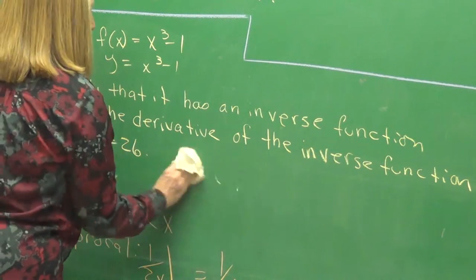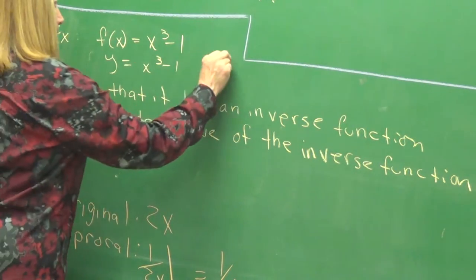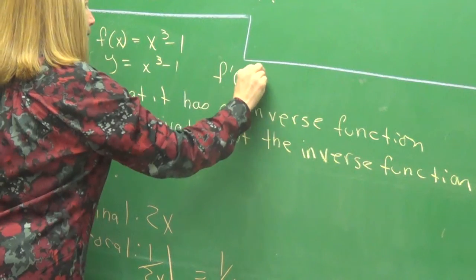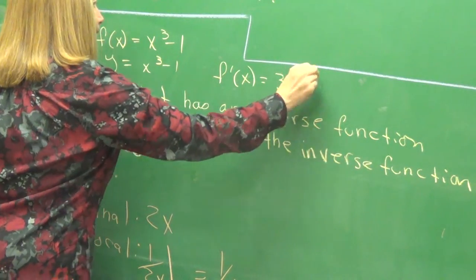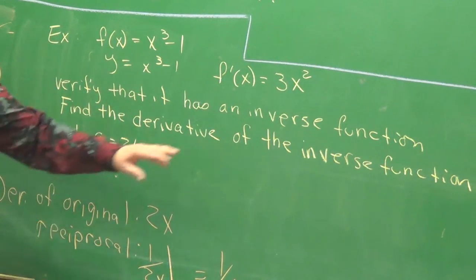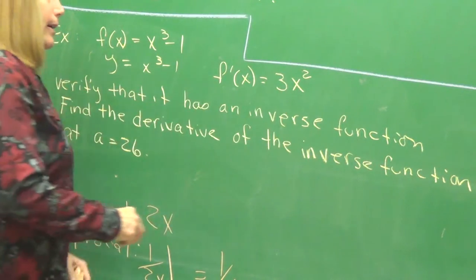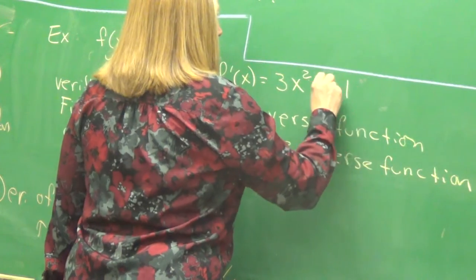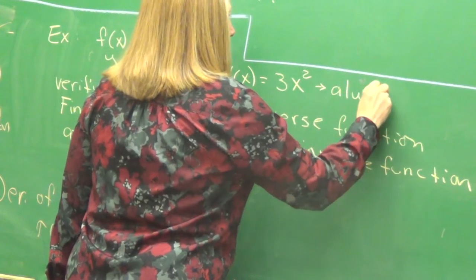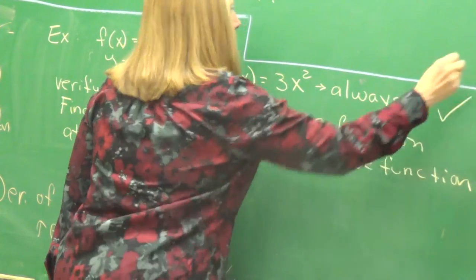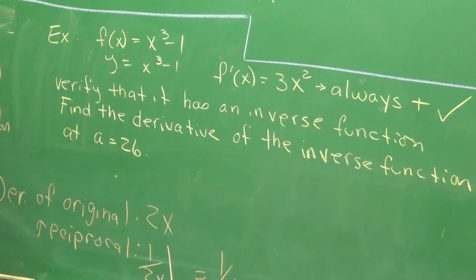Morgan, what is the derivative of this expression? 3x squared. All right. For any value of x, negative or positive, do you see that that's always a positive expression? All right, so you can just say always positive. And just put a little check mark, and that shows me that you have proven to yourself that it does have an inverse function. So, that takes care of the verify.